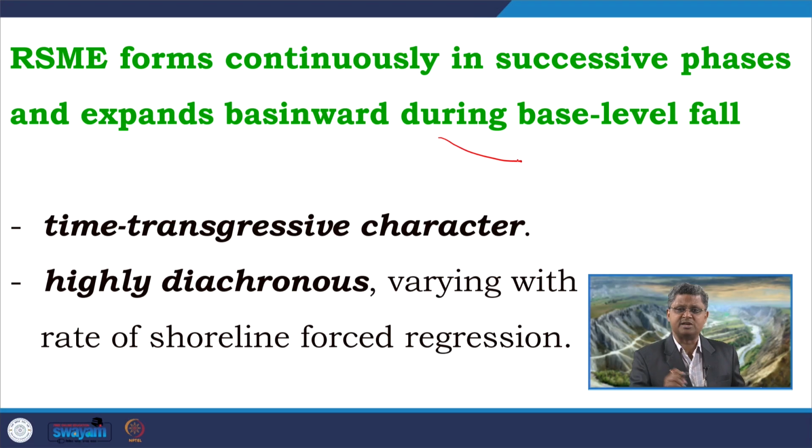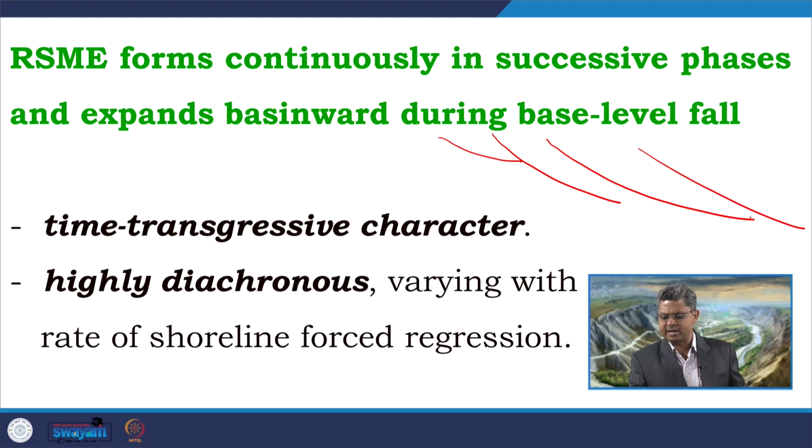So, this RSME surface forms continuously in successive phases and gradually expands basinward during the base level fall. As we have seen, it can start with a BSFR at the bottom, and then we can get the first RSME, followed by the next RSME, followed by the next, and it can go on like this. So, successive RSME surfaces can form, which gradually prograde basinward during successive phases of base level fall.